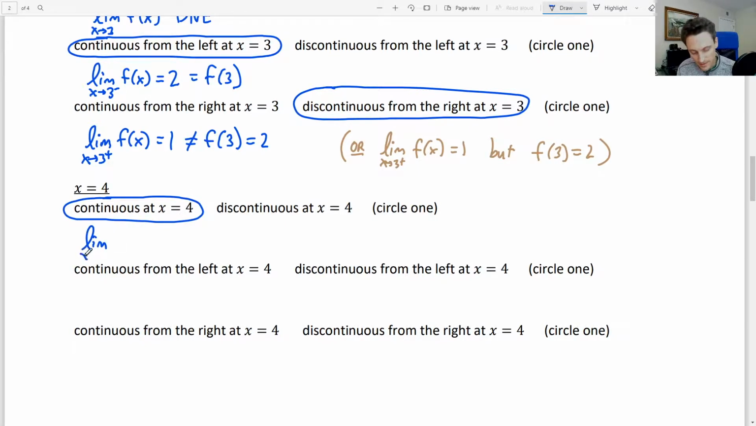because the limit and the function value agree. They're equal to the same thing.